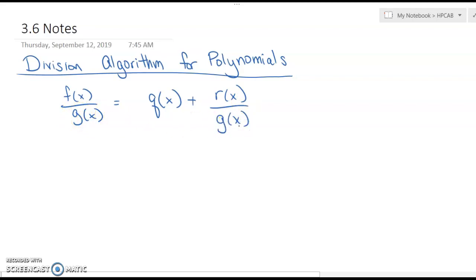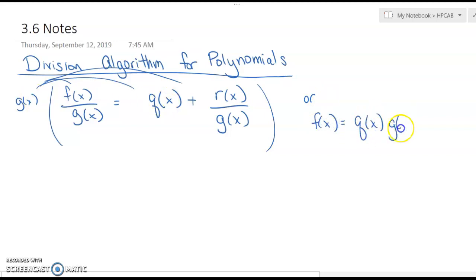It's like when you divide two numbers and they don't divide nicely. You have the number plus the remainder over the number you're dividing by. Another way of writing this is if you imagine this and you were to multiply this whole thing by g of x, what would happen is you would end up with f of x equals q of x times g of x plus r of x. So there's two different ways to think about it.